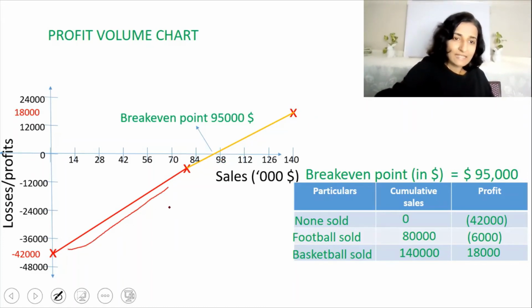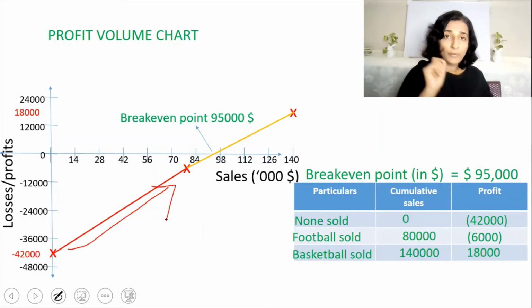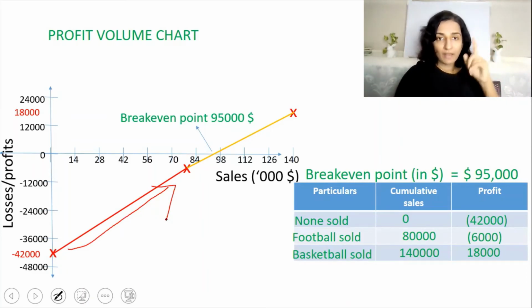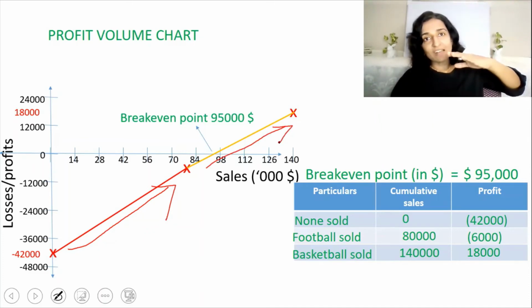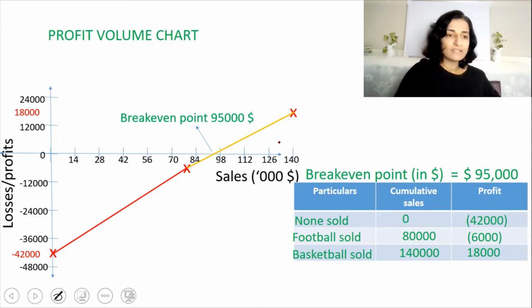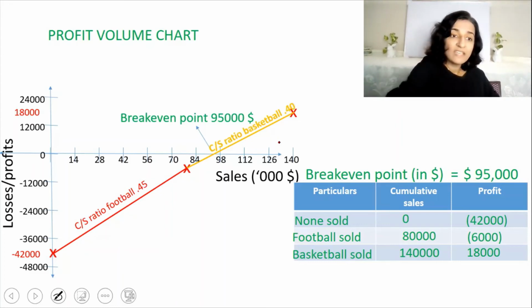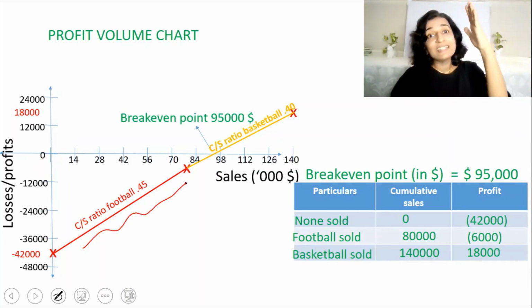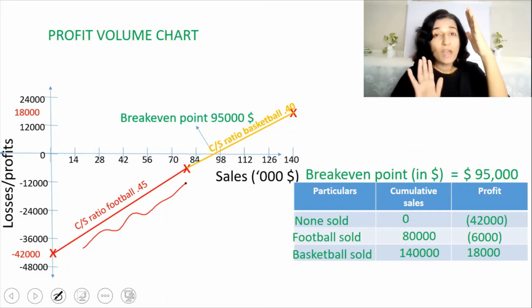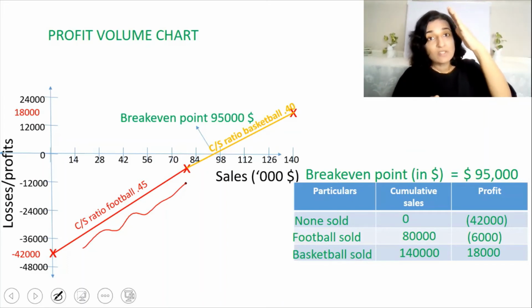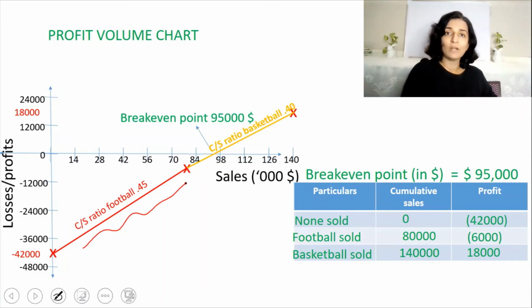The slant of the football profit line is steep, and the slant of the basketball profit line is gentle. Why is that? It is simply because the C by S ratio of football is 45% and C by S ratio of basketball is only 40%. Because the C by S ratio is higher, the slant is steep because we are achieving profit at a higher rate. But as for basketball, we are not achieving profit at that pace. So that is why there is a gentle slant for the basketball profit line.